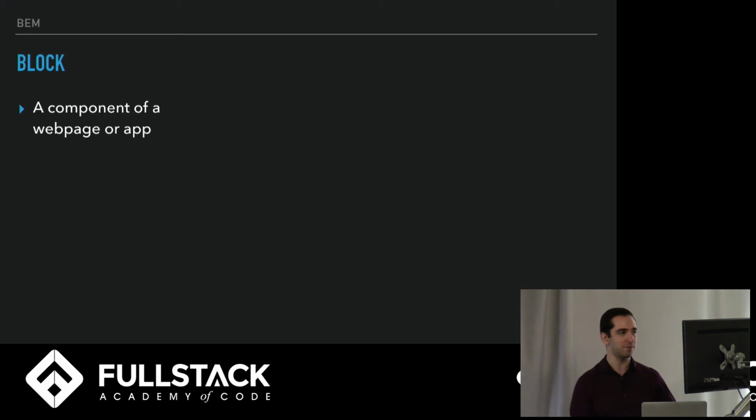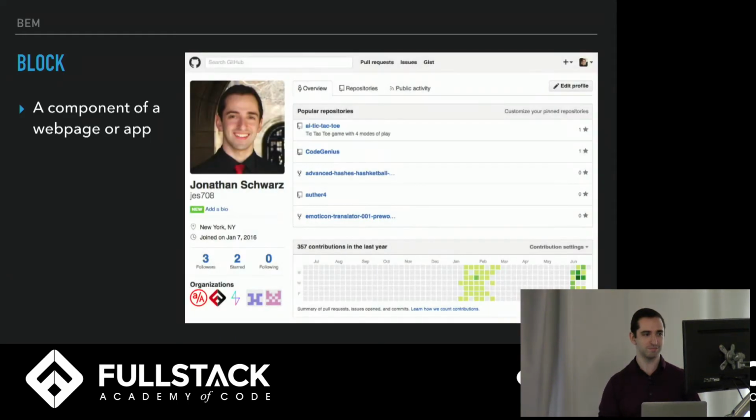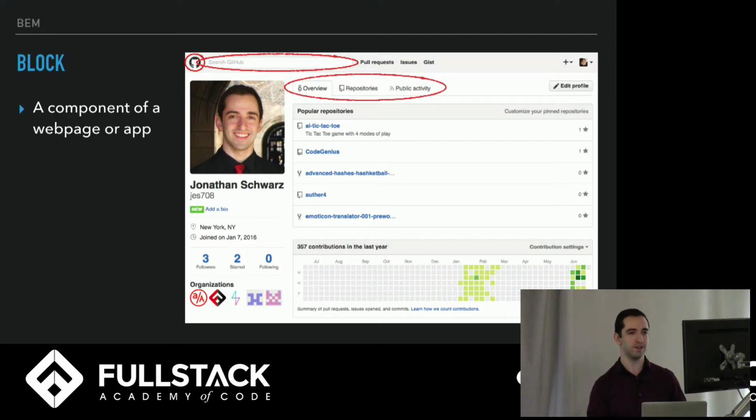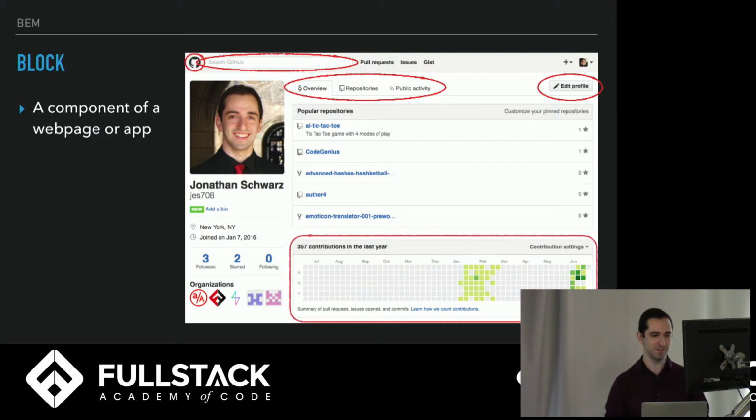So let's get into an example of a block. A block is a component of a web page or app, and I should also note that it is reusable. So here's my GitHub. I'm going to point out some blocks that are on this page. We have our logo, we have a search bar, we have this tabbed menu here, we have an edit profile button, and we have my 357 contributions in the last year in this little chart down here.